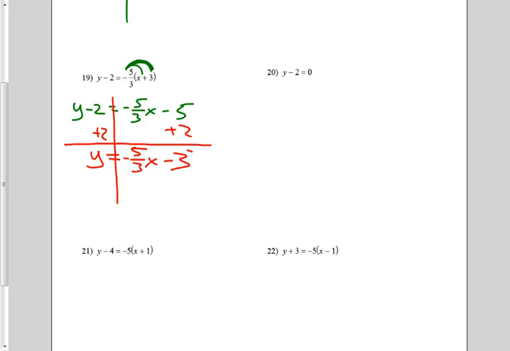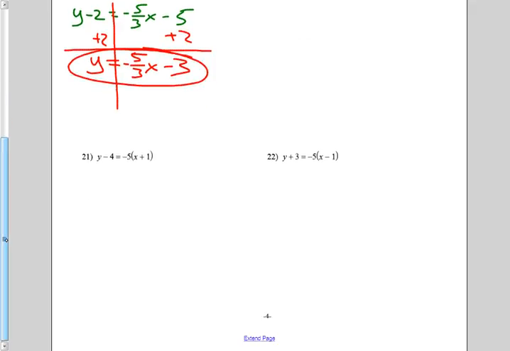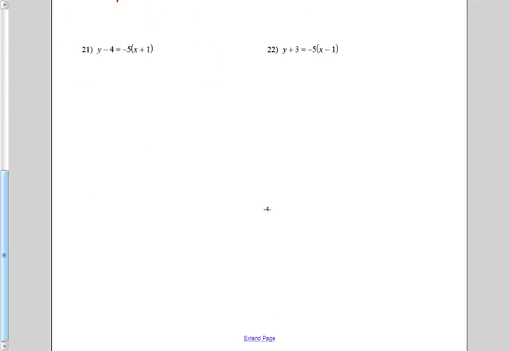And now here it is in slope-intercept form. So there's some things we want to point out before we go too much farther. Let's hold off to one more example so you can see it, then we'll start pointing stuff out. When I get down to 21, my distributive property is going to look like this. Don't forget to distribute that whole thing.